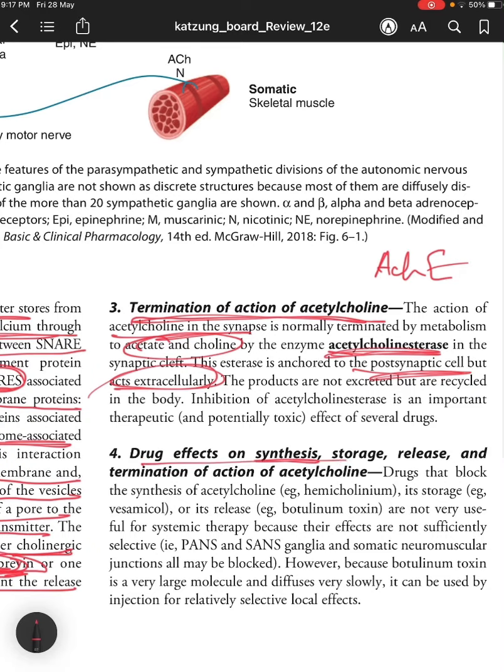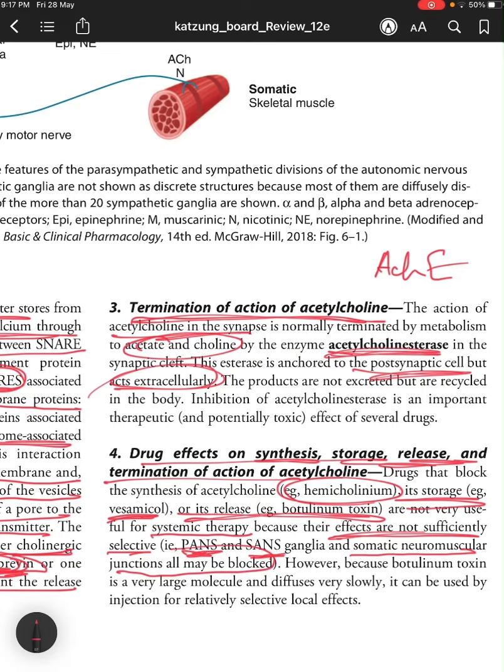Now coming to the drug effects on synthesis, storage, release, and termination of action of acetylcholine. Drugs that block the synthesis of acetylcholine, such as hemicholinium, which does not allow choline to enter the cell, its storage, such as vesamicol, which does not allow acetylcholine to be stored in the vesicles, or its release, such as botulinum toxin, which alters synaptobrevin or other docking or fusion proteins, are not very useful for systemic therapy because their effects are not sufficiently selective. That is, parasympathetic and sympathetic ganglia and somatic neuromuscular junctions all may be blocked.